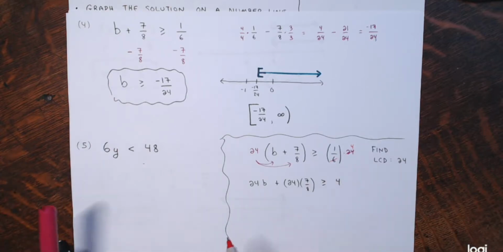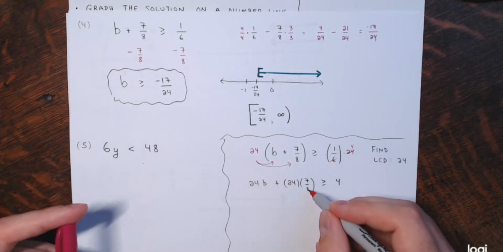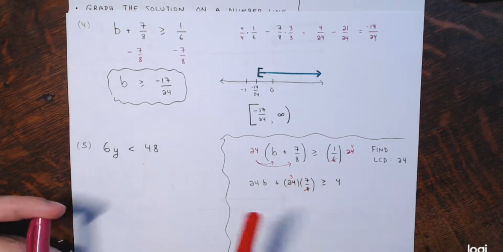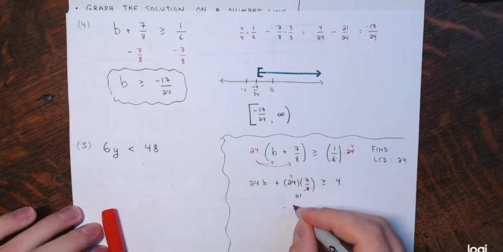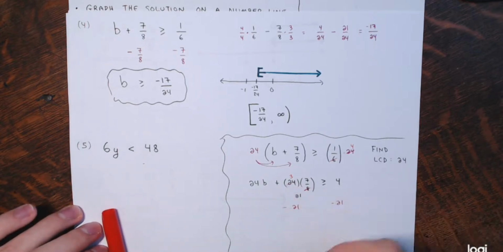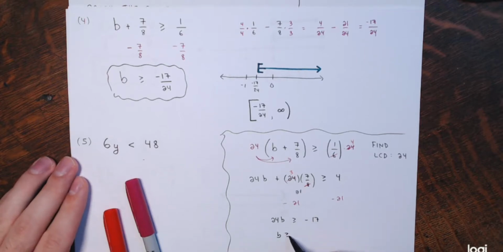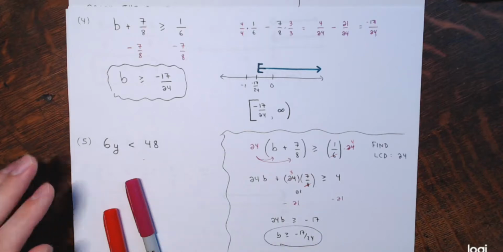And the whole reason for multiplying by the LCD is so all the denominators go into it evenly, right? So here, 8 goes into 24 3 times. So this becomes 3. 3 times 7 is 21. And then I would subtract 21 from both sides to get rid of the plus 21, leaving me with 24b is greater than or equal to negative 17. And then I would divide by 24 and get b is greater than or equal to negative 17/24. Right? Exactly the same thing I got earlier, with multiple steps.